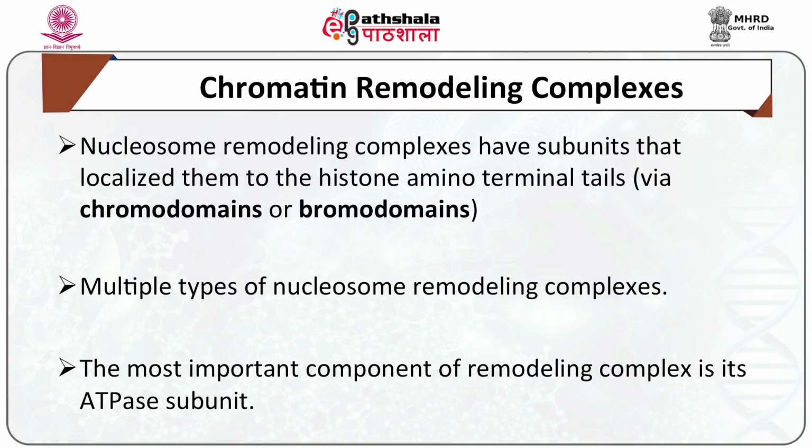On the other hand, some nucleosome remodeling complexes have subunits that localize them to specific modifications of the histone amino terminal tail via the chromodomain or the bromodomains. These complexes may vary in their remodeling activities. Multiple types of nucleosome remodeling complexes are present in any given cell.